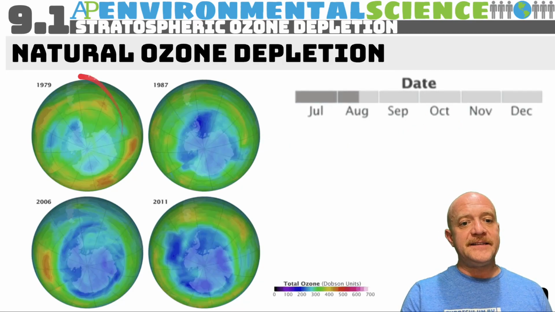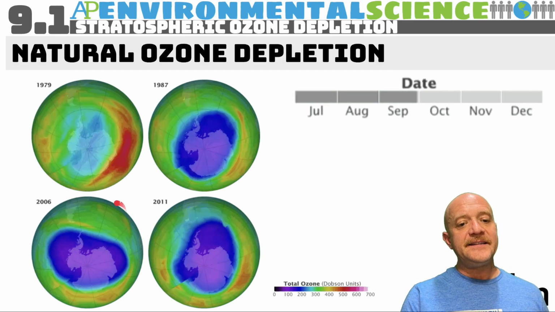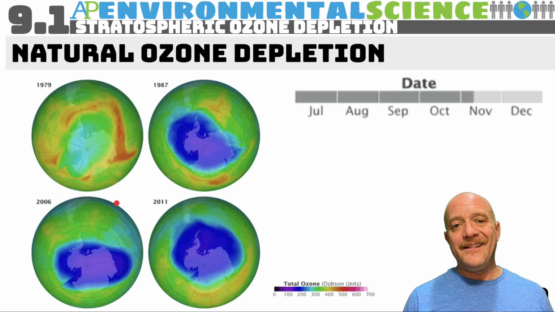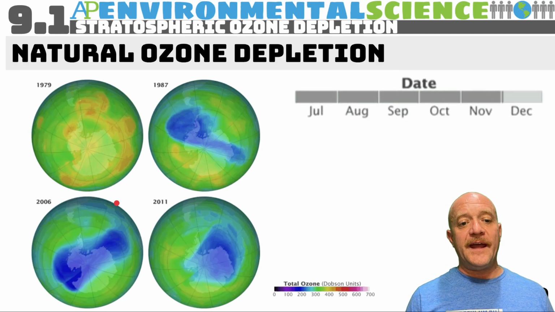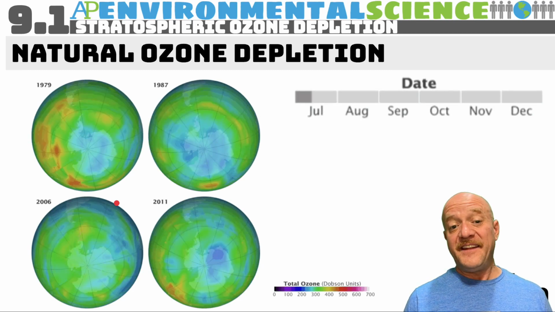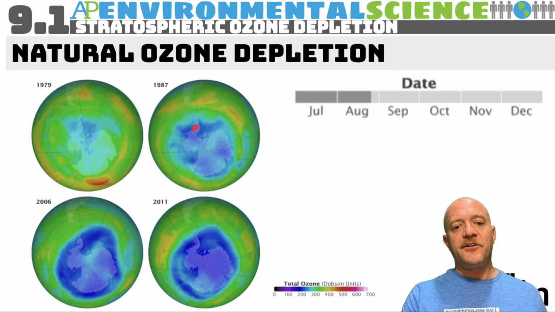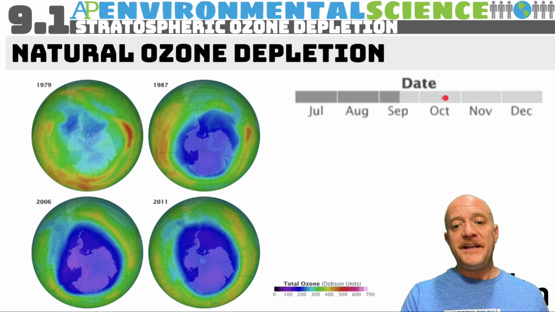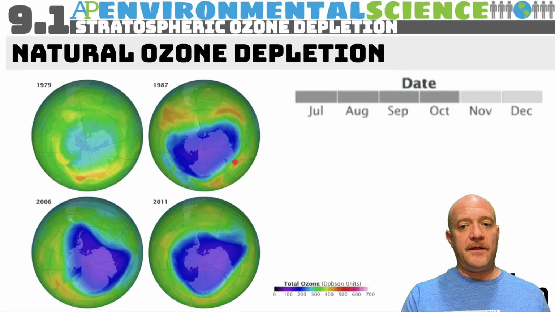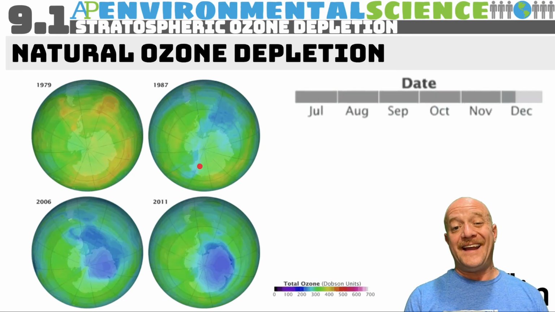So this represents the ozone layer over Antarctica. Scientists started noticing that there was a hole in the ozone layer in the 1980s, and this is when CFCs became banned. We'll talk about that in the next video. But you'll notice that as we reach Antarctic spring, the hole gets slightly thicker, and then it gets a little bit thinner as we head towards Antarctic summer.